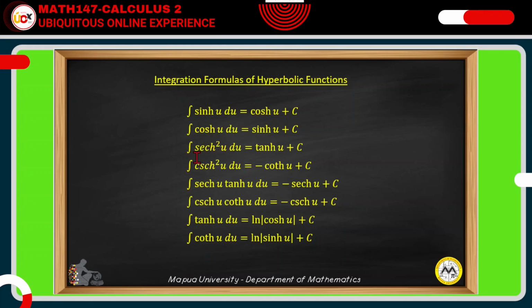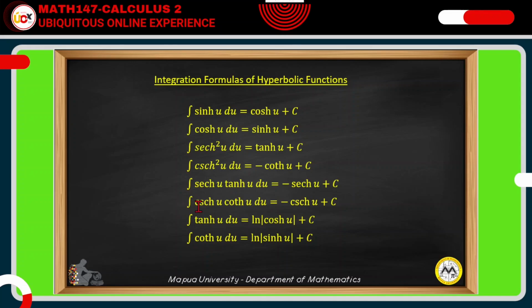Okay, the third formula is the integral of hyperbolic secant squared u du, and this is equal to hyperbolic tangent u plus the constant c. Next, we have the integral of hyperbolic cosecant squared u du, and this is negative hyperbolic cotangent u plus the constant c. Next formula is the integral of hyperbolic secant u, hyperbolic tangent u du, and this is negative of hyperbolic secant u plus the constant c. So this is the product of hyperbolic secant and hyperbolic tangent.